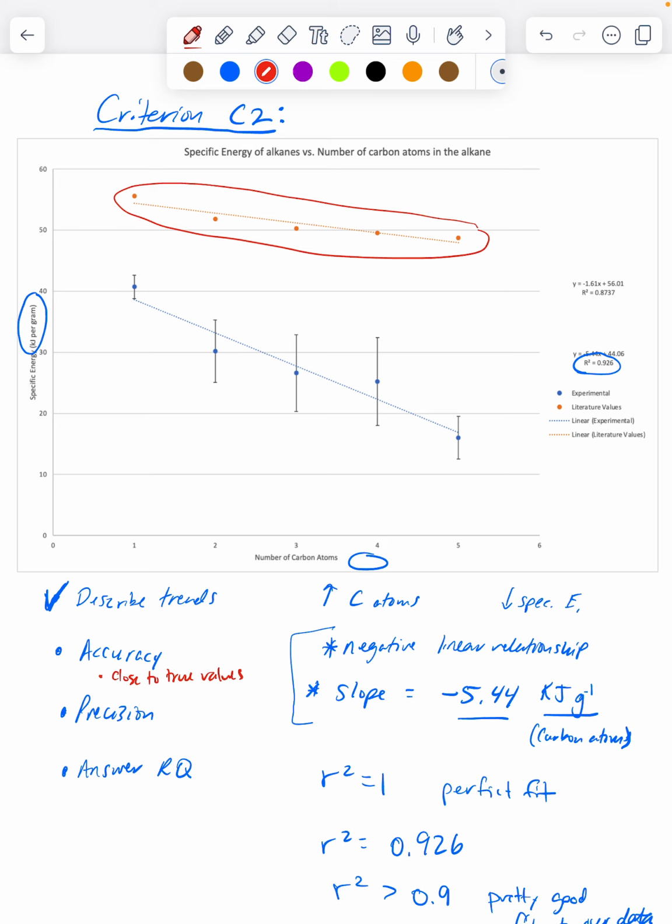Now, in your lab report, you will have also calculated percent error, which is essentially the same thing. How far off are you? But as a visual, you can look at your graph and see the distance between them, just to give yourself something to discuss. It's helpful to see how inaccurate you are.